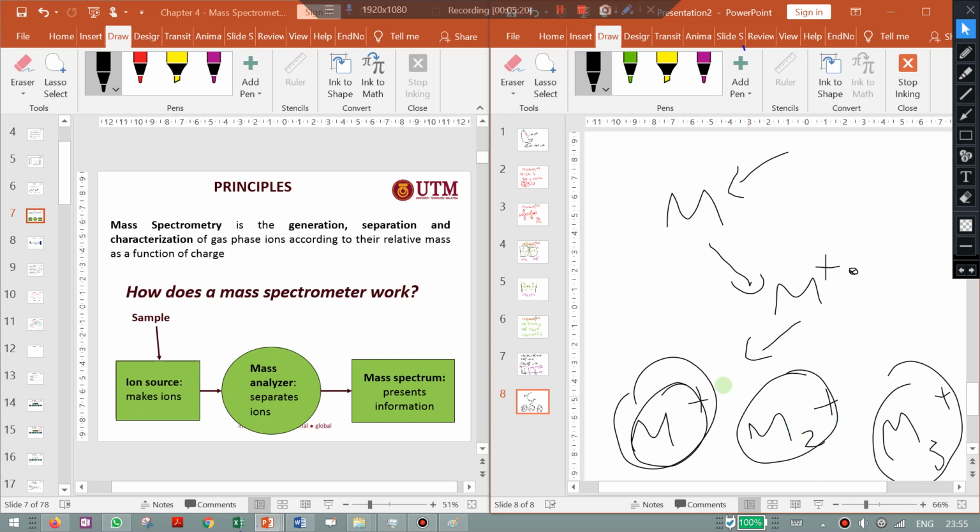Okay, so after you generate the ions, they spread in the mass analyzer and you characterize them relative to their mass as a function of charge. The sample in the ion source will ionize. In the mass analyzer they will spread, then present information, so you can do your characterization based on the relative mass as a function of charge, based on the m/z value. Alright.